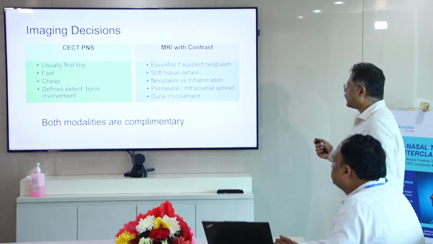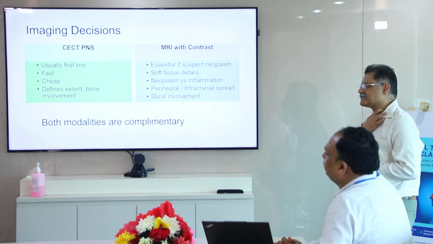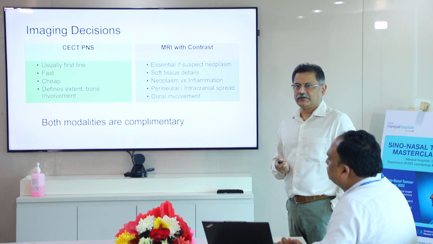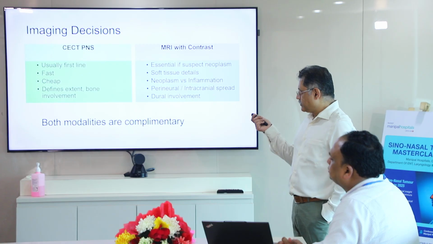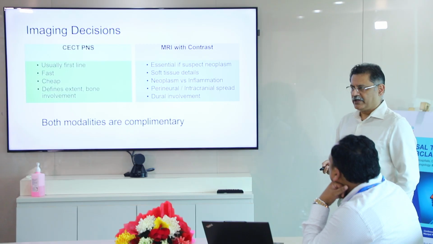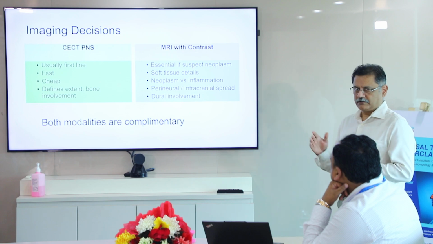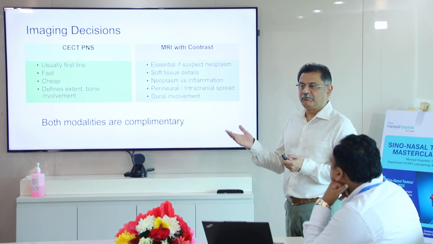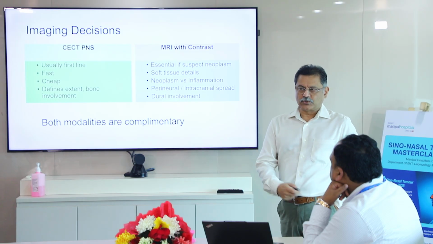So now comes the question: what modality would you choose? Usually, as a first line, the paranasal sinus CT is the first line imaging modality that one would choose. You will notice I have written CECT and not plain CT PNS. Now, plain CT PNS, if you are thinking in terms of chronic rhinosinusitis or simply polyposis, CRS with polyposis, you would do a plain CT. That is good enough. However, today's topic is about tumors.